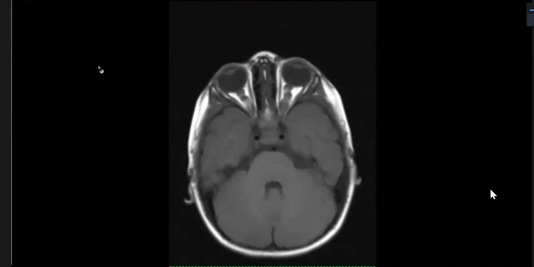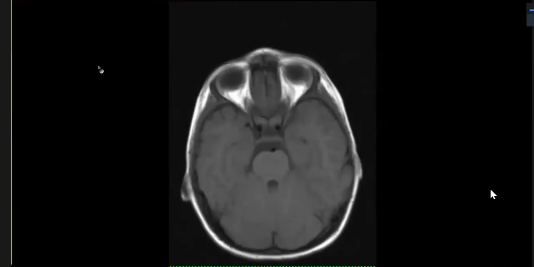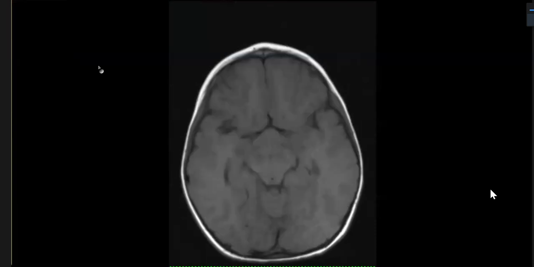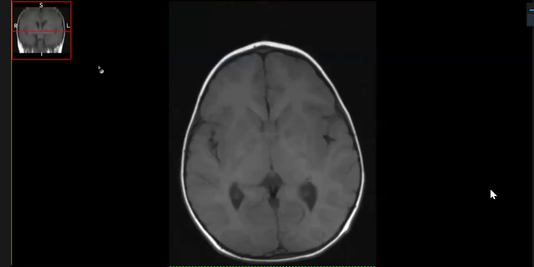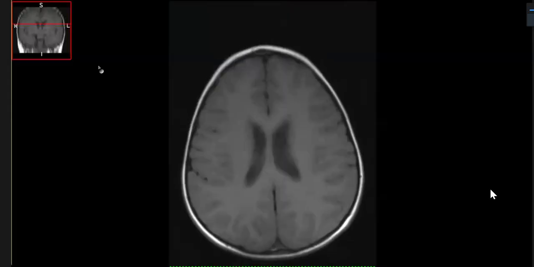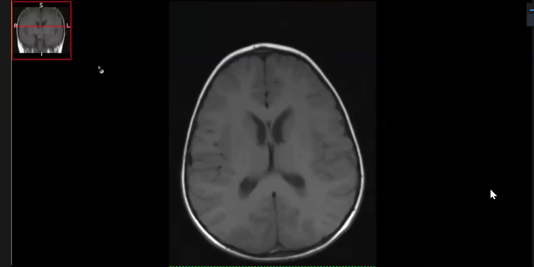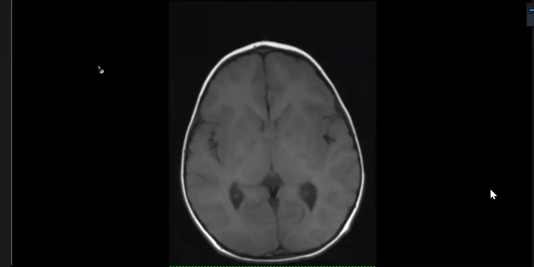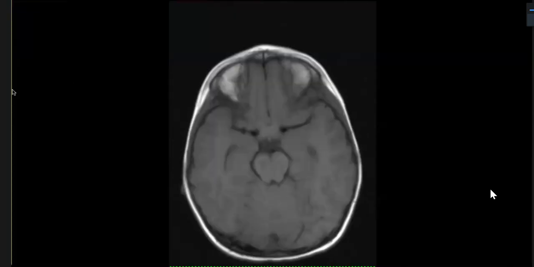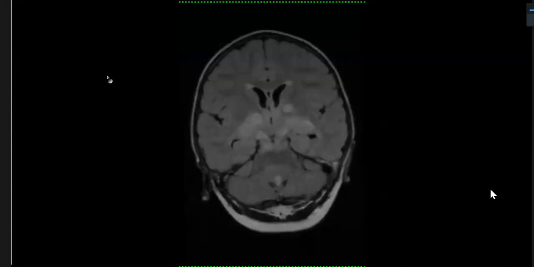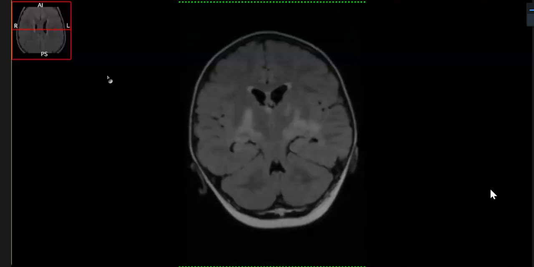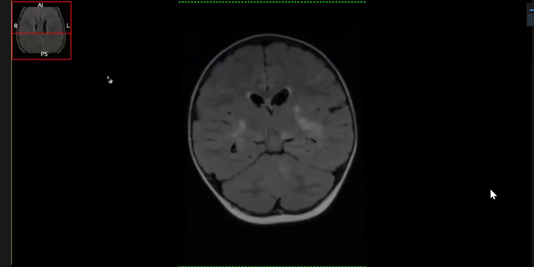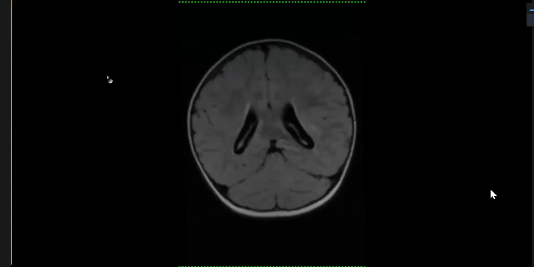T1 imaging. These abnormalities are slightly hypointense to the brain parenchyma. Sir, can I see DWI and FLAIR? In FLAIR, I can also see hyperintense abnormality within the medial temporal lobe, basal ganglia, and internal capsules.